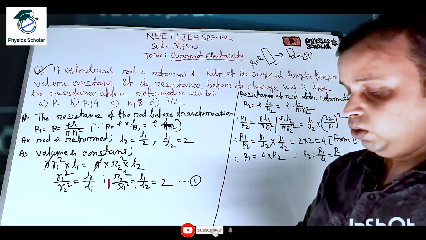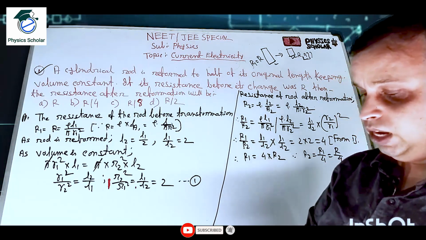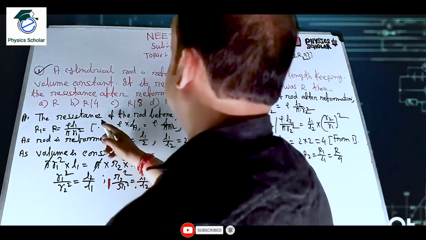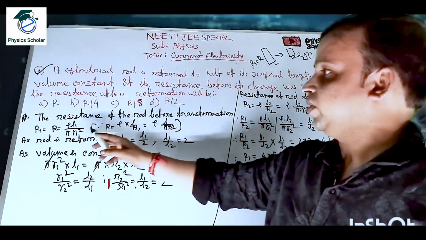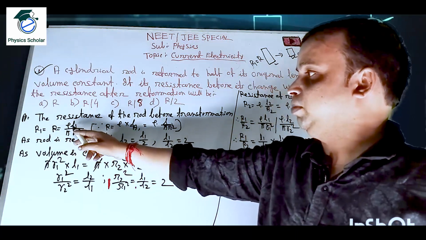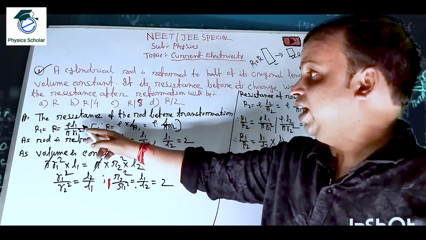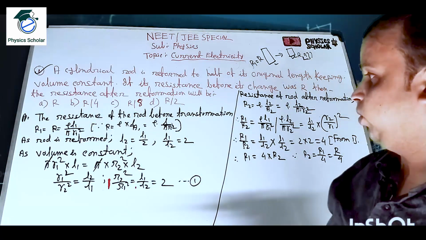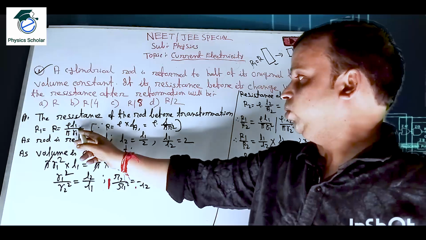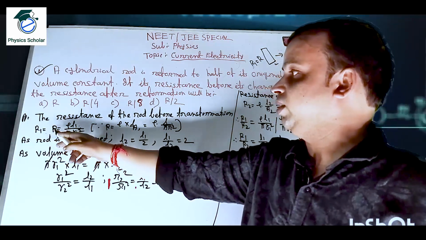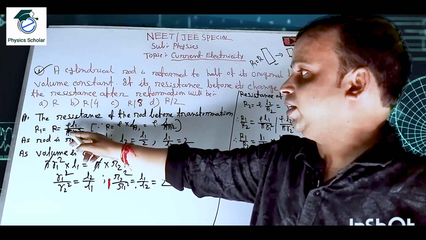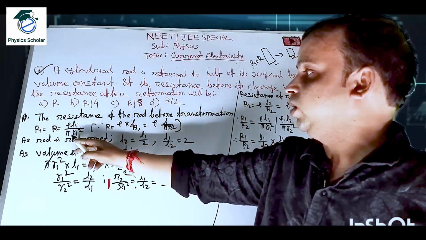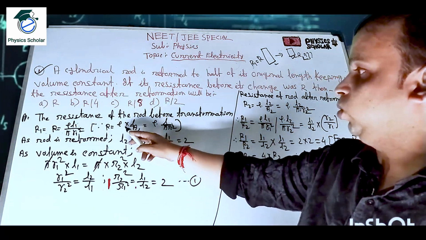Now we have to do this sum. How will we do this sum? The resistance of the rod before transformation, clear? If the resistivity is rho, and suppose the initial length is L1. So R1 is equal to R, which is given. R1 is equal to R is equal to rho into L by A, that is the formula.